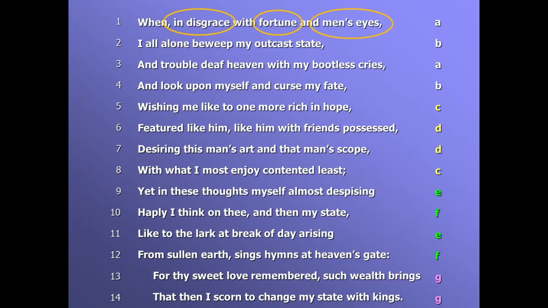Fortune just means good luck. Men's eyes means what other people think of us. In disgrace is the kind of exaggeration you see all the time. All it means is I'm not getting along very well with luck and with other people. In disgrace is a little bit strong for that. This one I had a little trouble with. What are bootless cries? Well, 400 years ago, if you didn't have a good pair of boots, you couldn't ride, you couldn't work, you couldn't walk through the muddy streets, you were pretty much useless. So he uses bootless as a synonym for useless. Heaven's not listening to me.